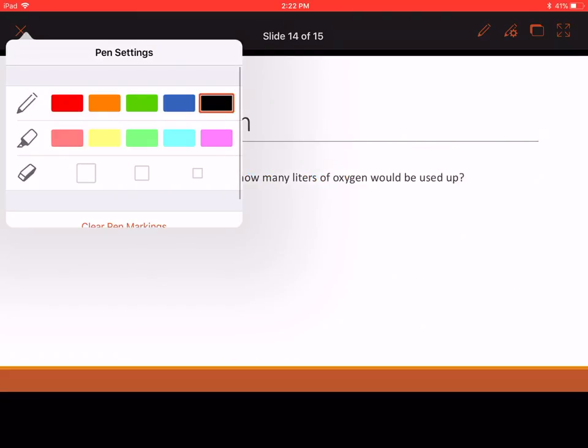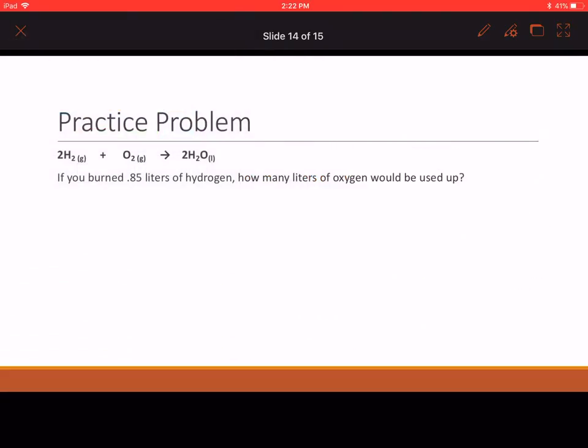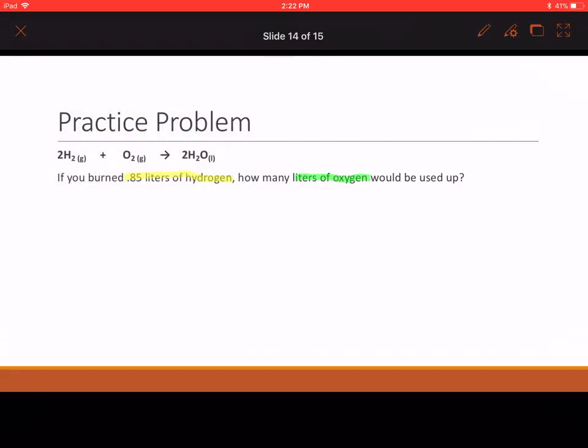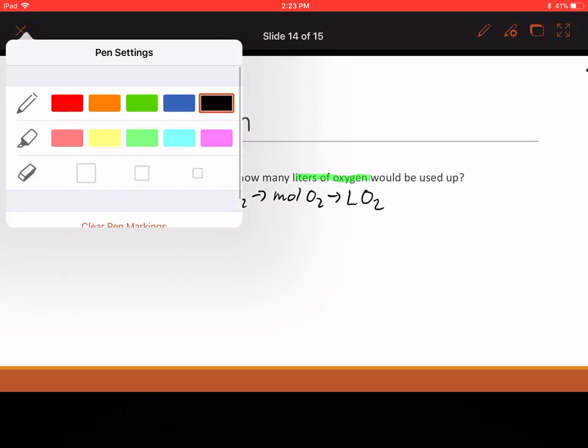So let's do a problem. Here we're asked if we burn 85 liters of hydrogen, how many liters of oxygen would be used up? So we're given 85 liters of hydrogen. We're looking for liters of oxygen. The first thing we want to do is write out our pathway. So we're going liters of hydrogen to moles of hydrogen, moles of oxygen to liters of oxygen. So now we have our pathway.